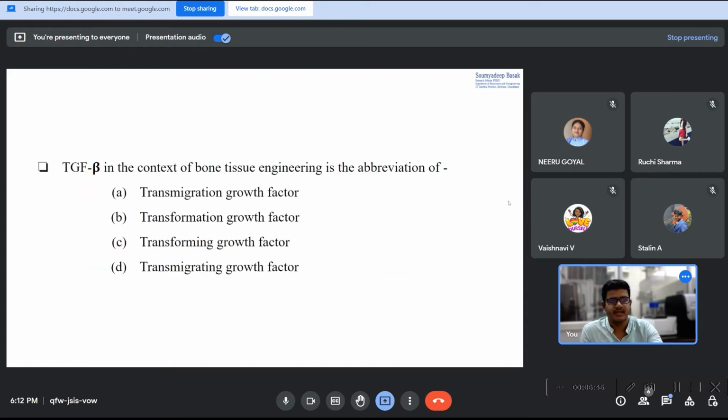Okay. Next, we have this TGF beta. In the context of bone tissue engineering, it is the abbreviation of what? What is TGF beta? Migration growth factor, transformation growth factor, transforming growth factor, or transmigrating growth factor. What does TGF beta stand for? It's a kind of growth factor, a very important growth factor for bone formation and bone tissue.